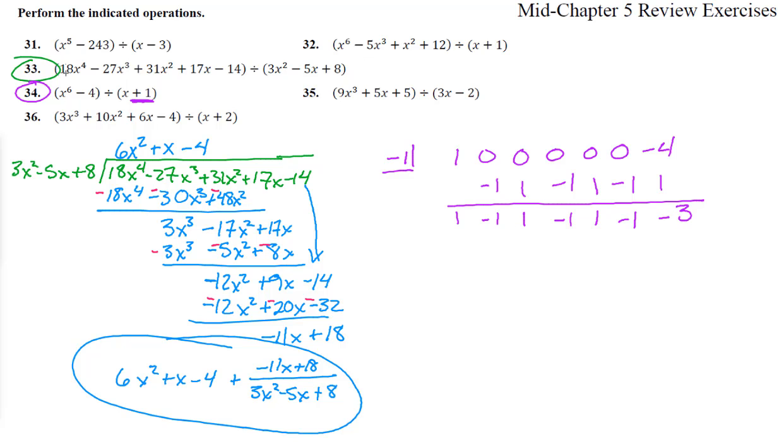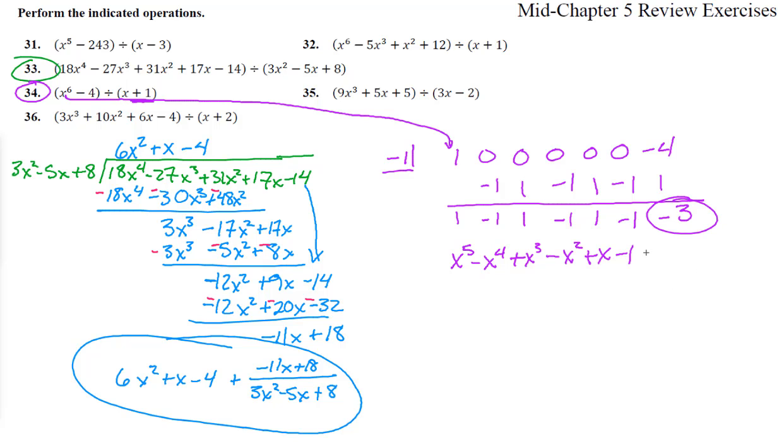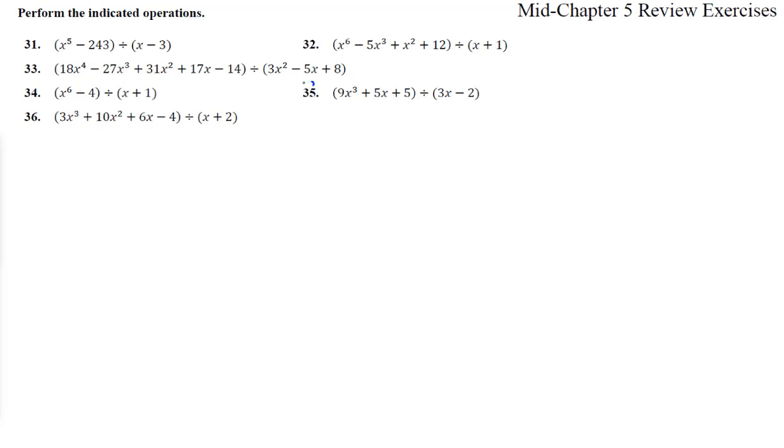So this was, let's make sure we get this, an x to the 6th was that place right there. So this is an x to the 5th. x to the 5th minus x to the 4th plus x cubed minus x squared plus x minus 1. And then the remainder right there, minus 3, over, what were we dividing by? x plus 1. That's what goes on the denominator. Ooh, big long problem. That was great. Number 35.